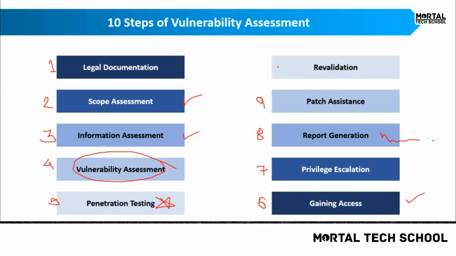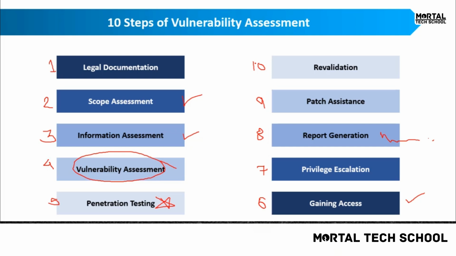And the final step is revalidation. You have to check if the patch is properly installed and if the system is secure or not. So all these 10 steps form a vulnerability assessment. Such vulnerability assessments are carried out in organizations, and these should be carried out every month so as to prevent the threats. And one assessment takes at least 2 to 3 days. So depending upon the nature and the scope of the assessment, it may take longer or it may take less.